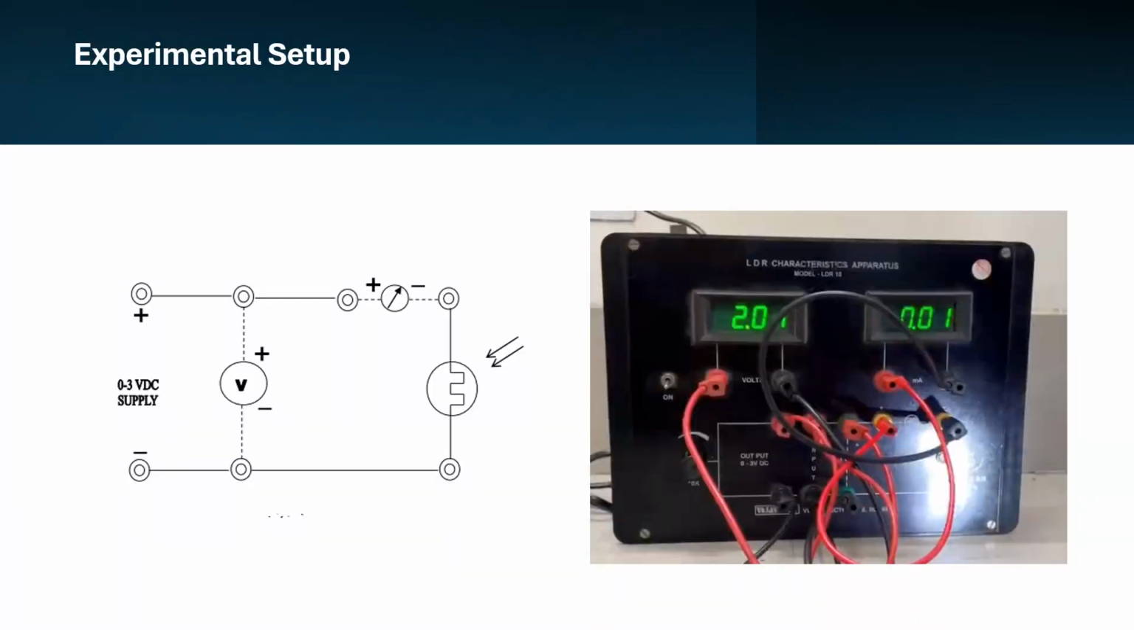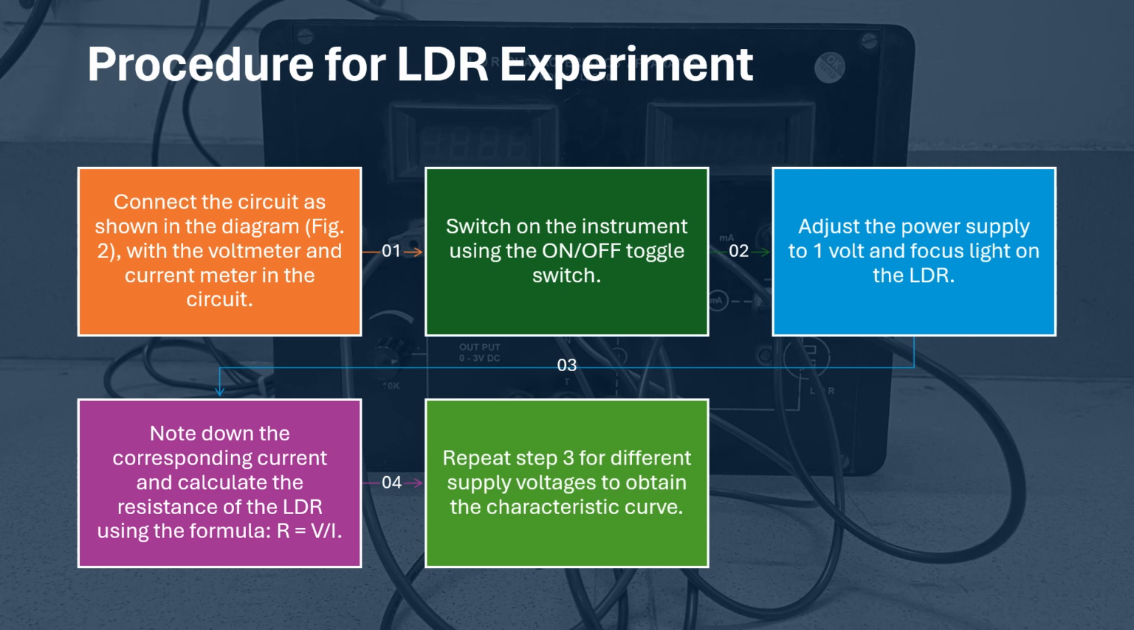Image below shows the experimental setup of the experiment. The first image is the circuit diagram, and the second image is the image of the setup. Experimental procedure for studying the LDR characteristics is as follows. Connect the circuit as shown in the diagram with voltmeter and ammeter in the circuit.